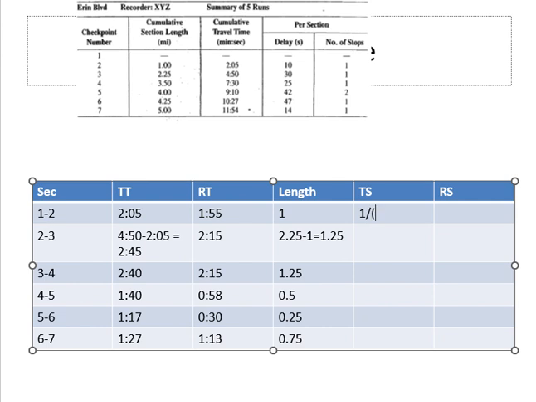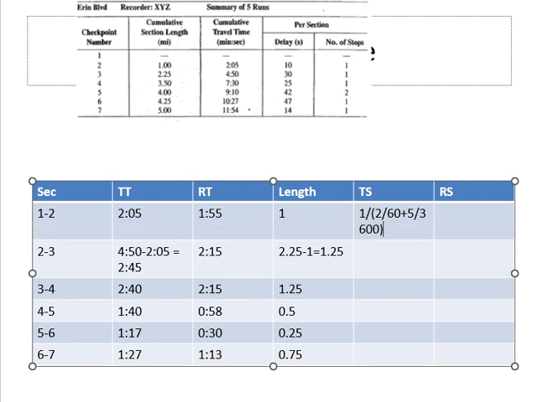Now my time is 2 minutes and 5 seconds. 2 minutes will be divided by 60, plus 5 divided by 3600. Divide by 60 to convert minutes to hours, and divide by 3600 to convert seconds to hours. So instead of putting a different column, we just put everything in the equation. How much is that?